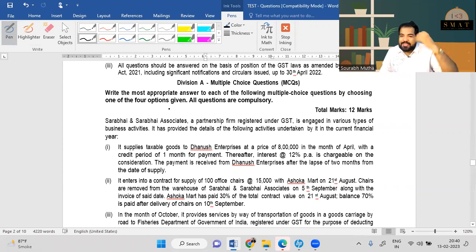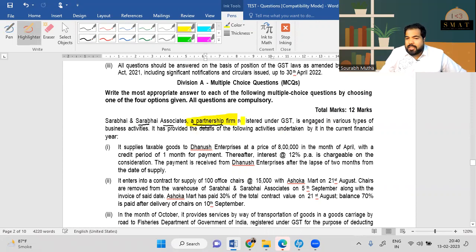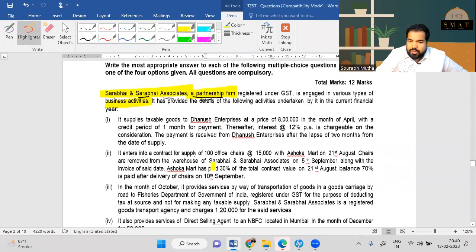The best part of MCQs is no explanation required, but of course, you should have the right understanding. Sarabhai and Sarabhai Associates, a partnership firm. Remember, each word is important. Highlight the important words. Registered, so it's a partnership firm. Registered under GST, is engaged in various types of business activities. So it's a business entity. Provide the details of the following activities undertaken by it in the current financial year.